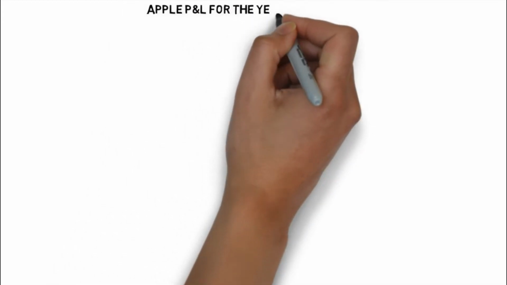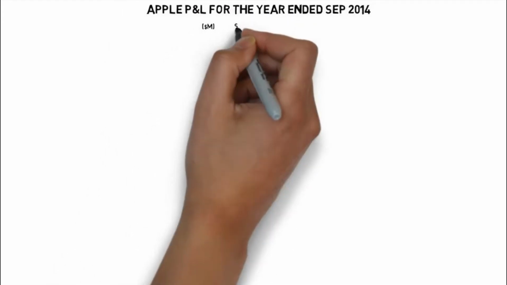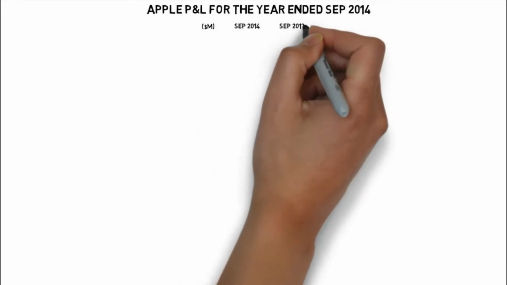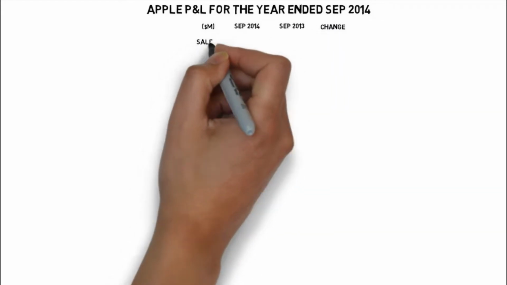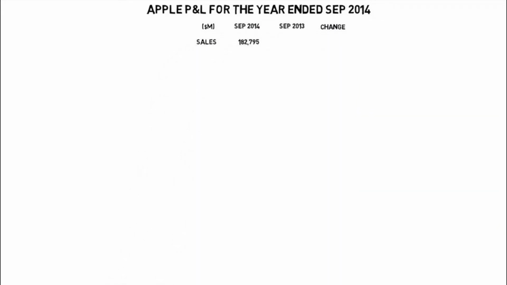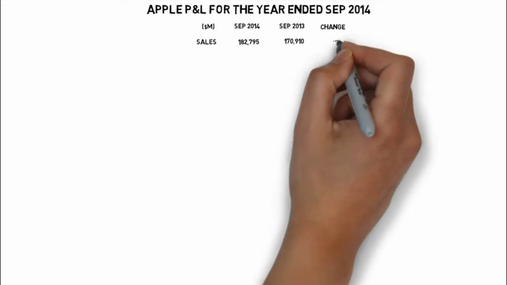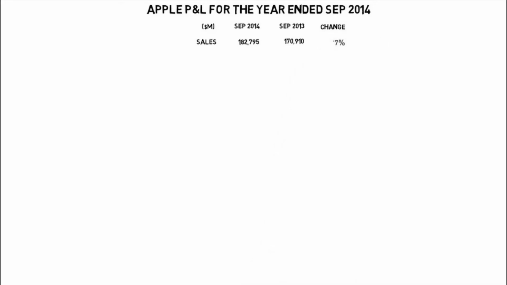Let's start by looking at the recent results issued by Apple for the year just ended. Sales for the year were just under $183 billion. That compares to the prior year figure of just under $171 billion. We can then calculate the percentage sales growth as plus 7%.